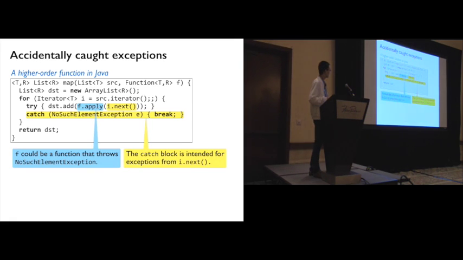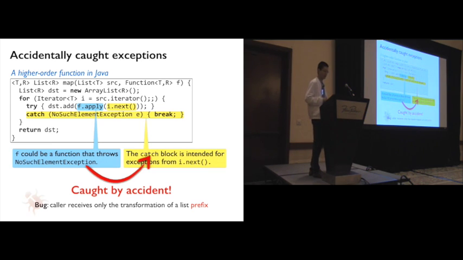But we also notice that the formal parameter f could be passed a function that declares the same exception type, NoSuchElementException. And when this exception does happen at runtime by applying f, it will be caught by the catch block, but the catch block is not intended for it. After this exception is mistakenly handled by the catch block, the higher-order function map will return normally, but the returned list is only the transformation of a prefix of the input list, and the caller of map is not informed about this problem. So we have a silent bug here.